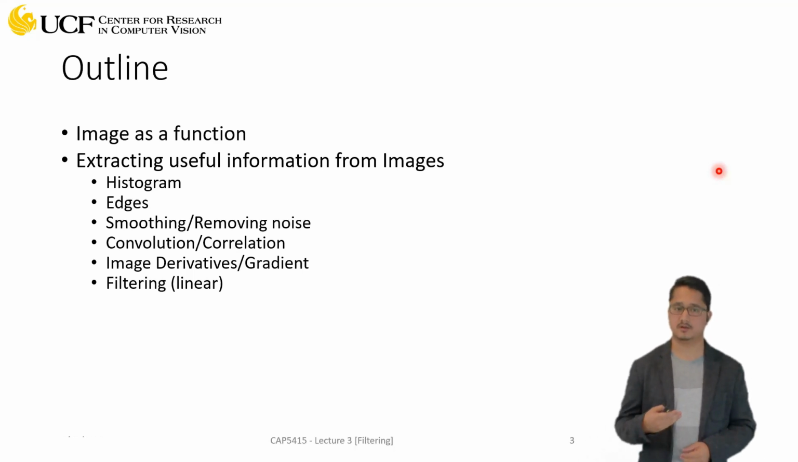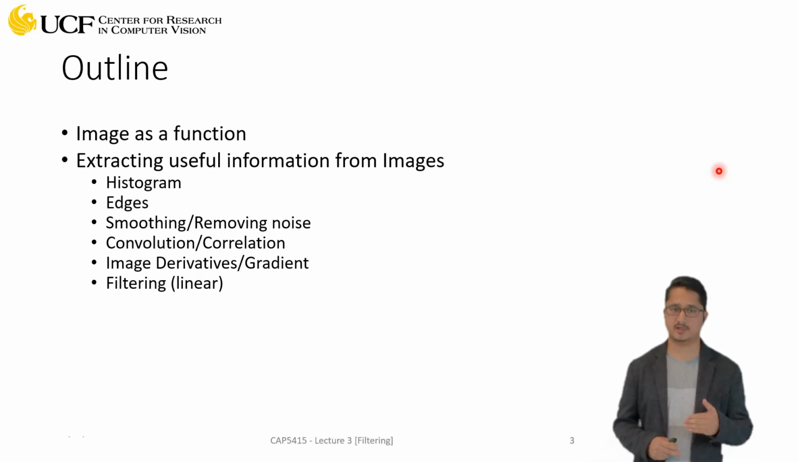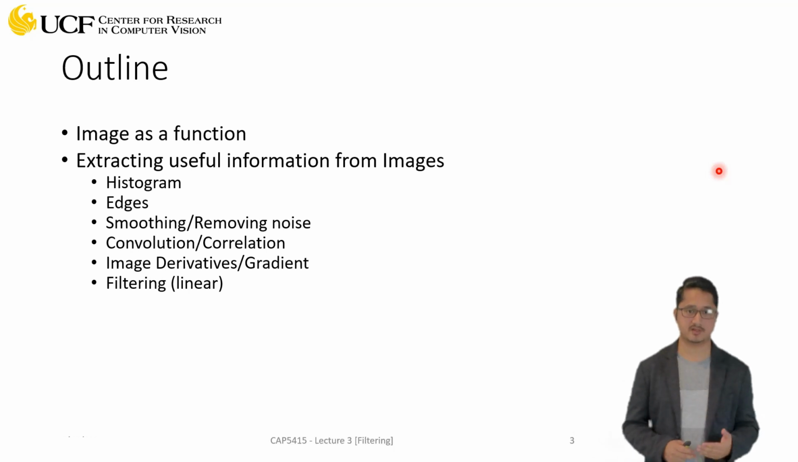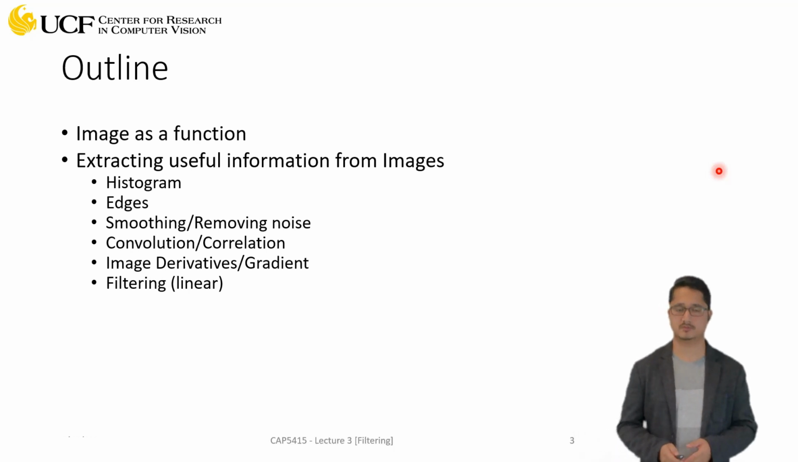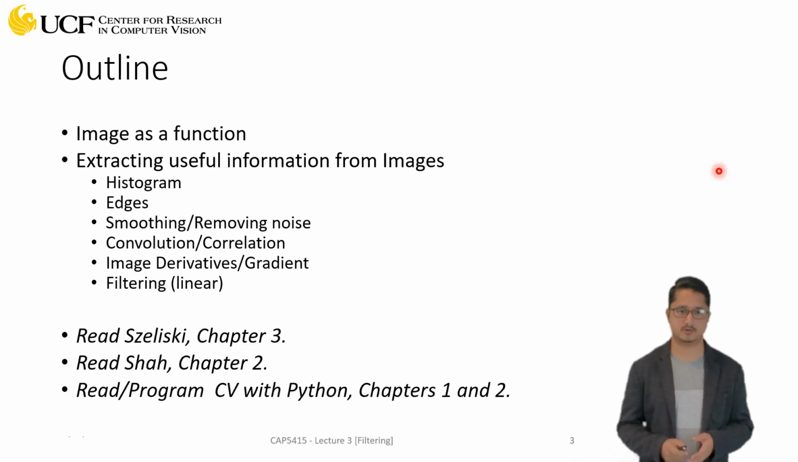images. We'll cover two important concepts, convolution and correlation. So these will be used for filtering. And again, these will be used later as well when we talk about convolutional neural networks. Then we'll talk about image derivatives, how we can use them to extract meaningful information from images. And finally, we will talk about some basic examples of filtering.